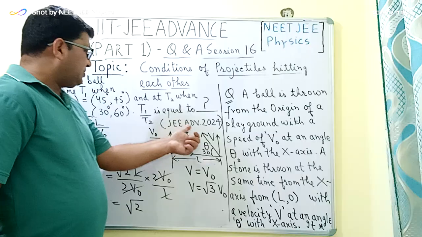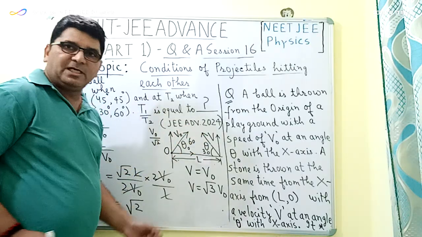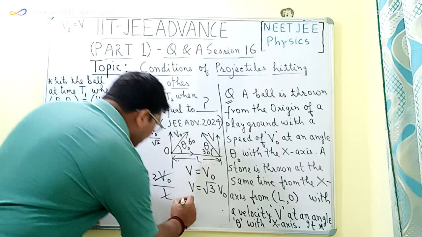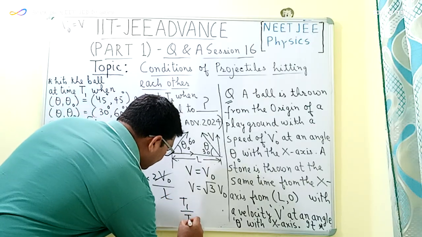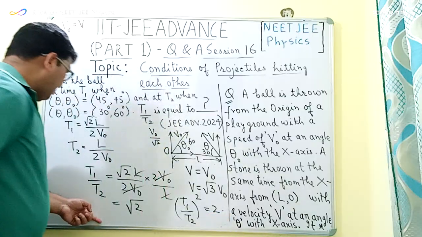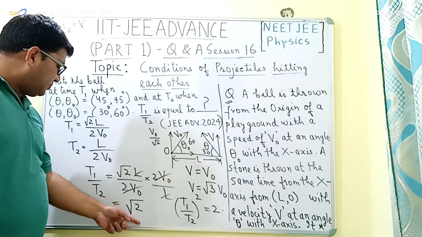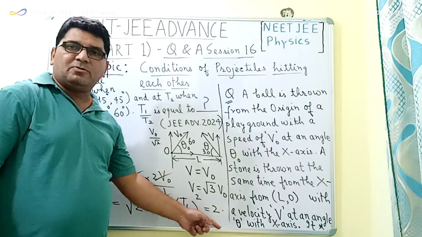In the original question they have asked the value of T1 upon T2 whole square. So if T1 upon T2 is equal to root 2, then T1 upon T2 whole square will be equal to 2.